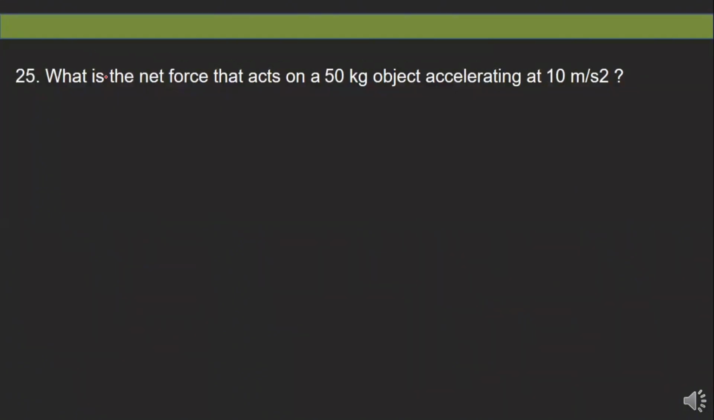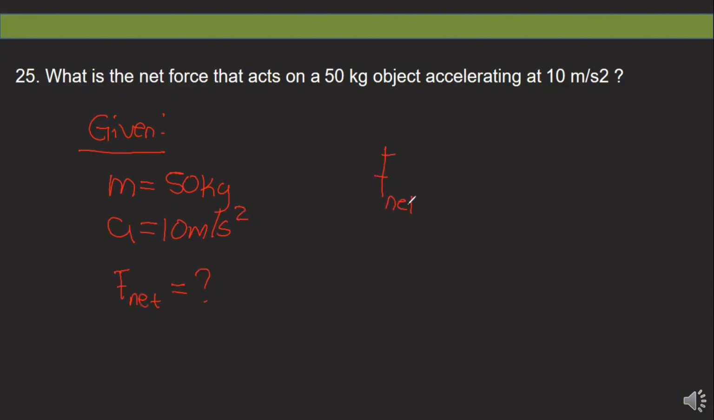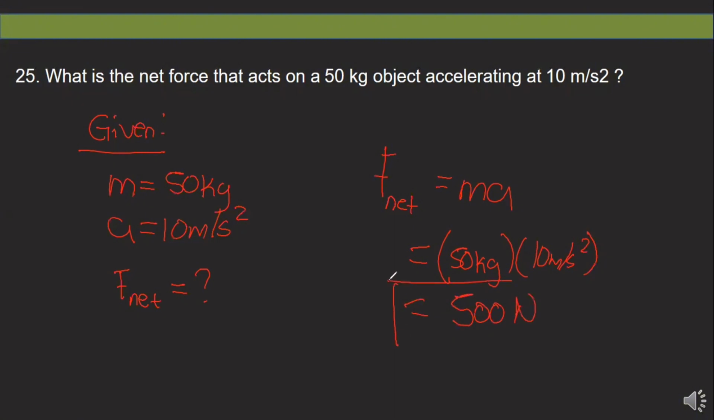What is the net force that acts on a 50-kilogram object accelerating at 10 meters per second squared? Let's write the given. We have the given mass as 50 kilograms and acceleration, which is 10 meters per second squared. And we're looking for the net force. Applying Newton's second law of motion, we have net force is equal to mass times acceleration. Mass is 50 kilograms. Acceleration is 10 meters per second squared. So 50 times 10 is 500 Newtons. So this is now the net force.